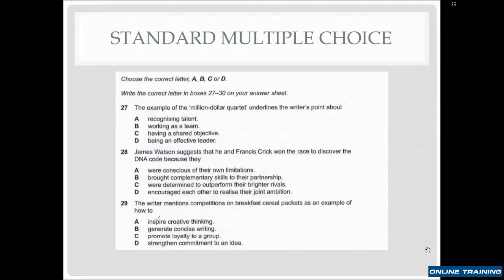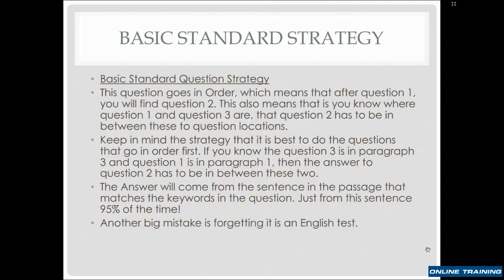This is what a standard multiple choice question looks like. We have a question and you have A, B, C, D, and these go in order. That means number 28 is going to come after 27, and number 29 will be found after number 28 in the reading passage. In terms of strategy, we've gone over this many times with you now. If you know where question number 29 is and where number 27 is, you know number 28 is in the middle. So again, that's what all of this is telling you here.